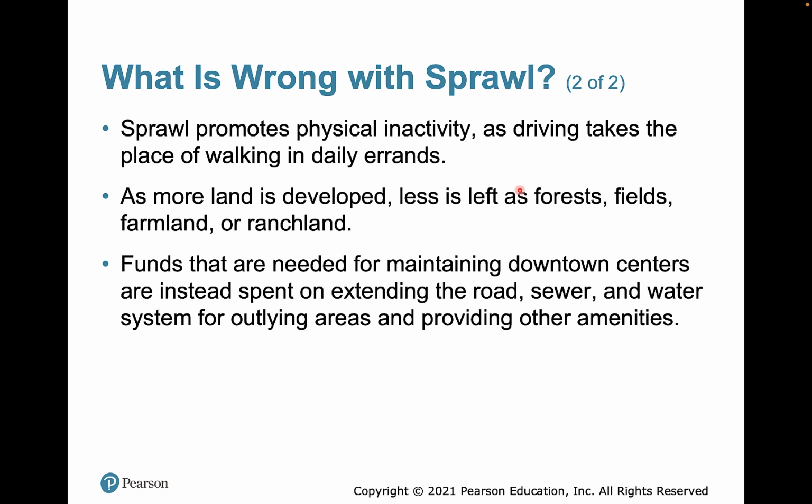Okay, it also promotes physical inactivity. Right? So instead of walking to the store or walking to the post office, you have to get in the car and drive. That also increases the risk of the diseases of inactivity, okay, like diabetes and obesity and heart issues. As more land is developed, there's less that's left open, whether it's farmland, ranch land, or forests and fields. So what you're doing is creating habitat fragmentation, which is a problem, which we talked about in an earlier chapter.